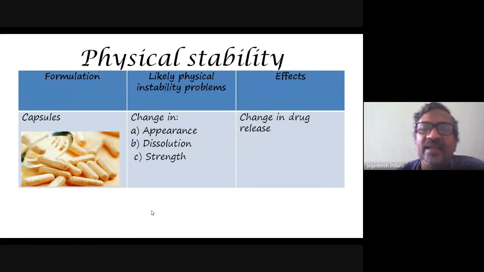So it will break. This is actually one problem, and this causes changes in the release pattern of the drug from the capsule, because of variation of the capsule shell and its components. It will affect the internal component also.